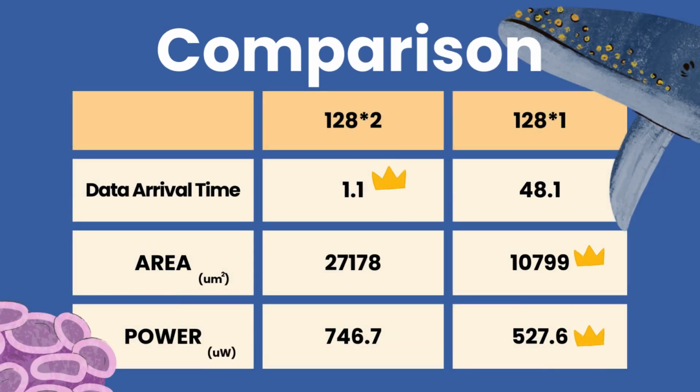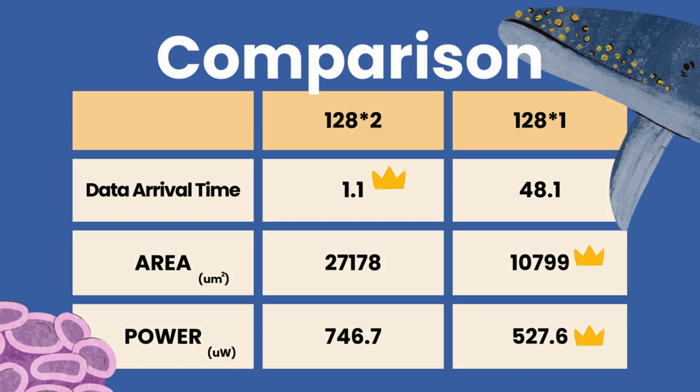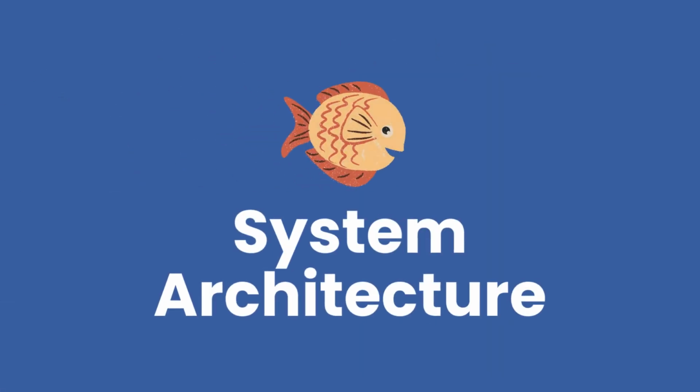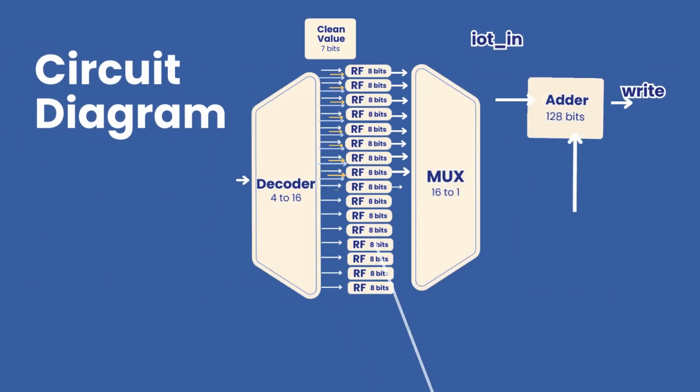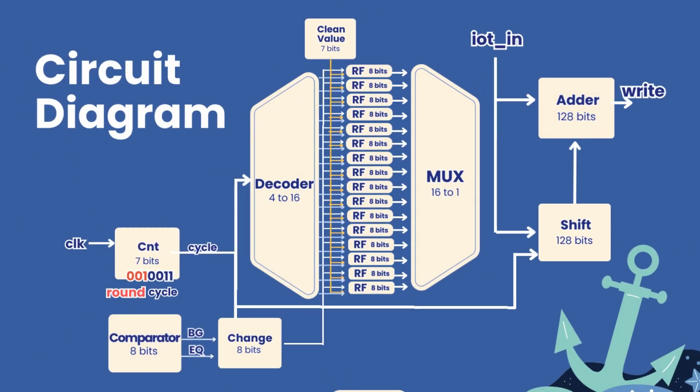And this is our comparison. You can see that, like we just saw, the first one's data arrival time is much smaller than the second one's, but the area and the power are both smaller for the second one. And this is our system architecture, and this is our circuit diagram.